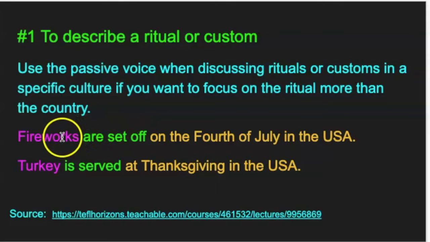So here we have an example. Fireworks are set off on the 4th of July in the United States. Since we want to emphasize the fireworks, which is the exciting part of the sentence, we use the passive voice instead of saying Americans set off fireworks on the 4th of July. We say fireworks are set off on the 4th of July in the United States.